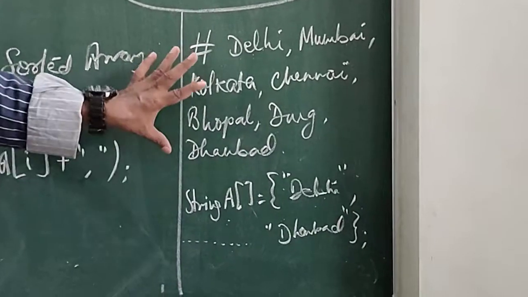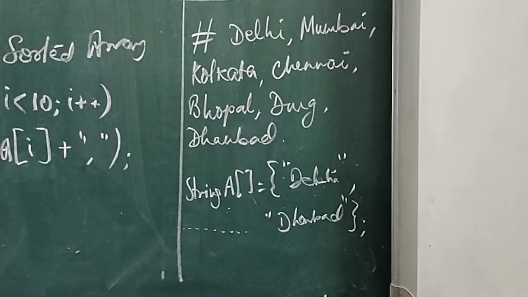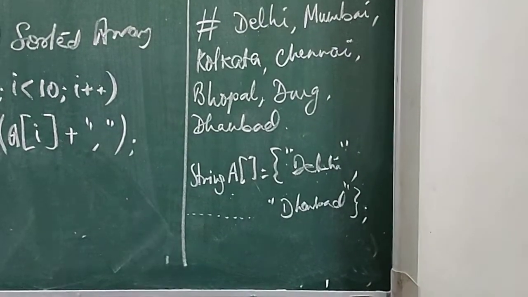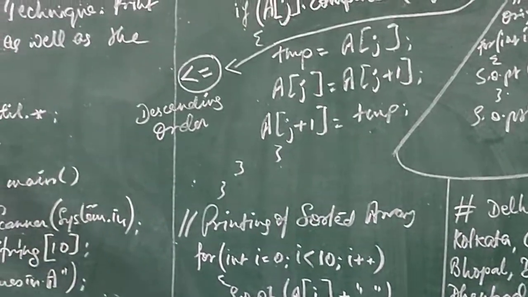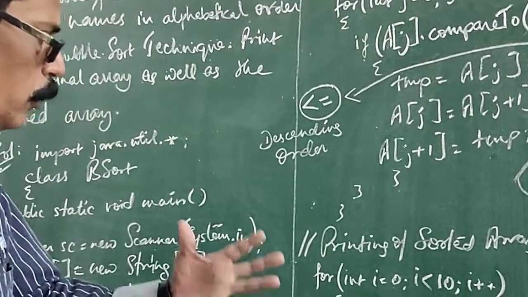Suppose the names of the cities will be mentioned in the question. So how are you going to attempt it? What are you going to do in that case? See, print the original array, and this is like a sorted array. So what are you going to do then?